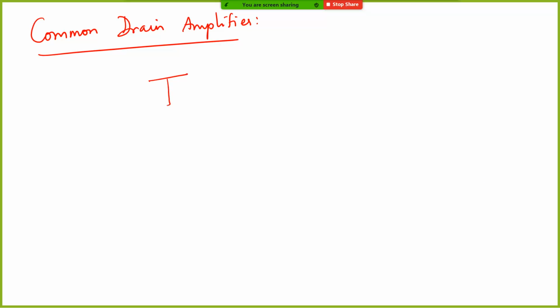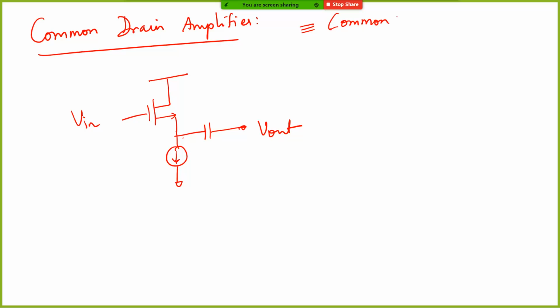This again is something that you would have studied. Basically, you give the input at the gate and you take the output at the source. So what is the point of a common drain? I think all of you would have studied this. It is very similar to a common collector amplifier, and another name for this is emitter follower in a BJT. Here it is called a source follower.